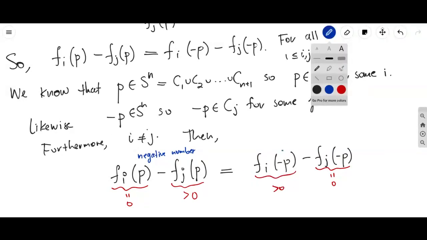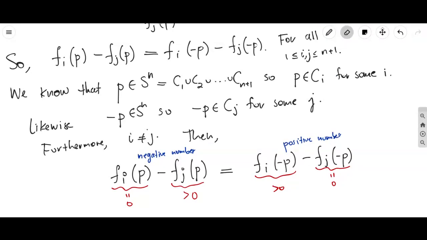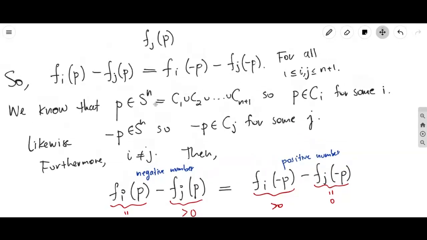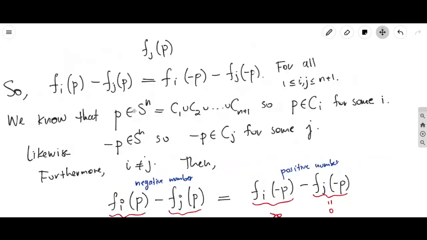So then this difference is a positive number, a positive real number. And this is the contradiction, that a negative number is equal to a positive number. So that's the contradiction, and so that cannot happen. So that's the proof. So it's a nice proof.